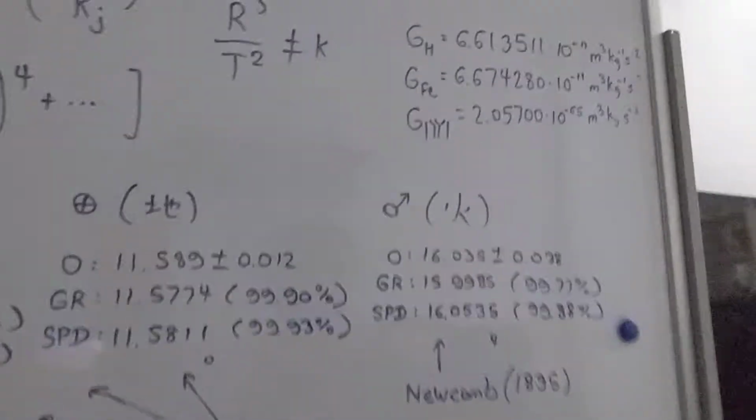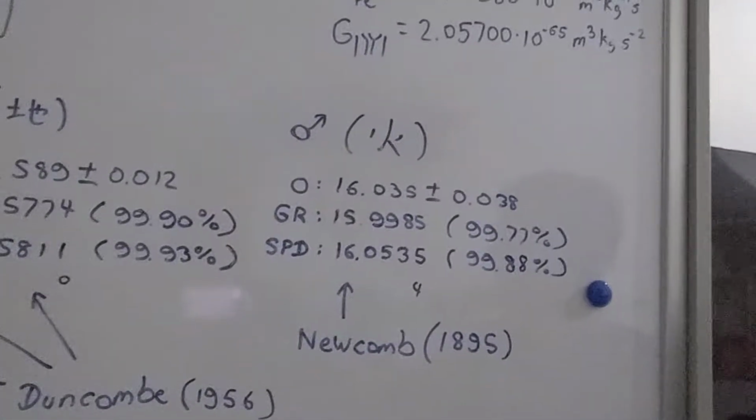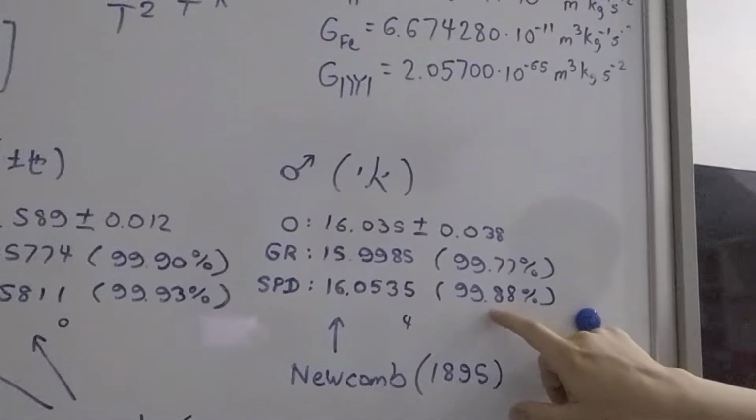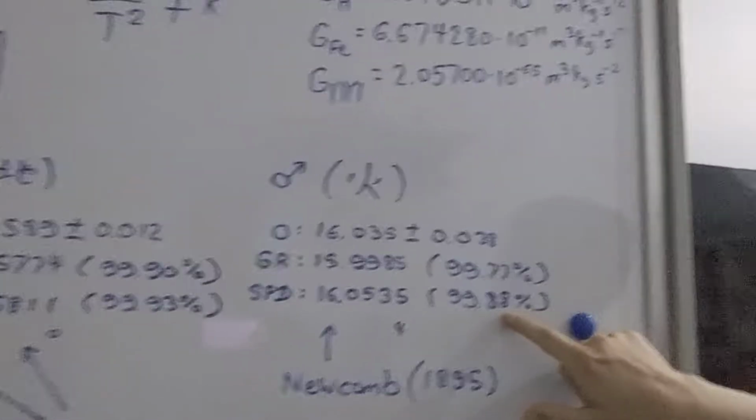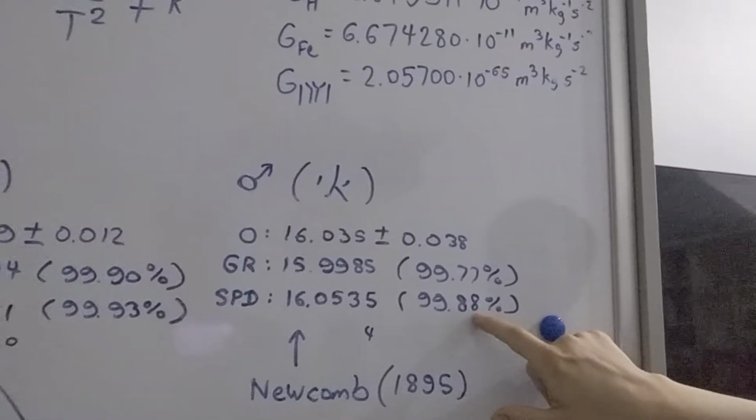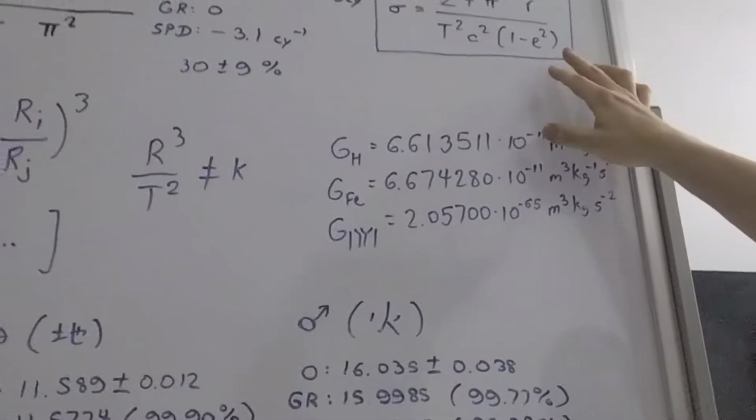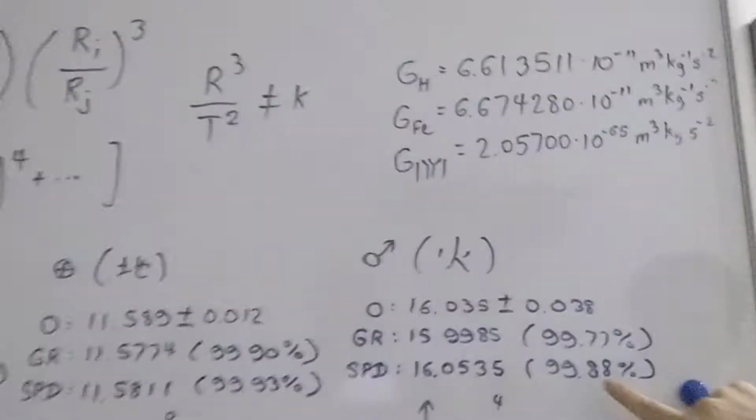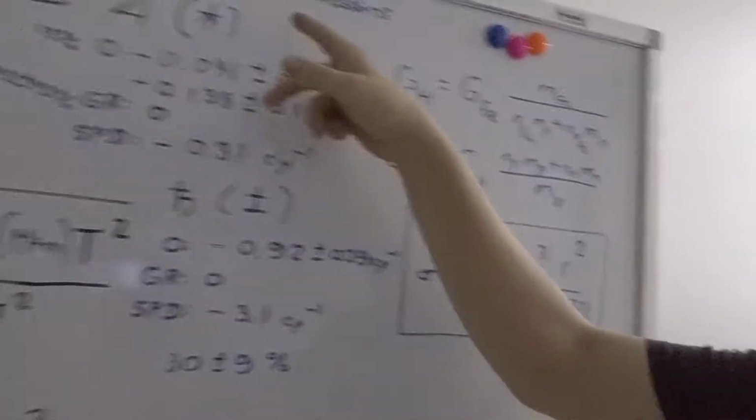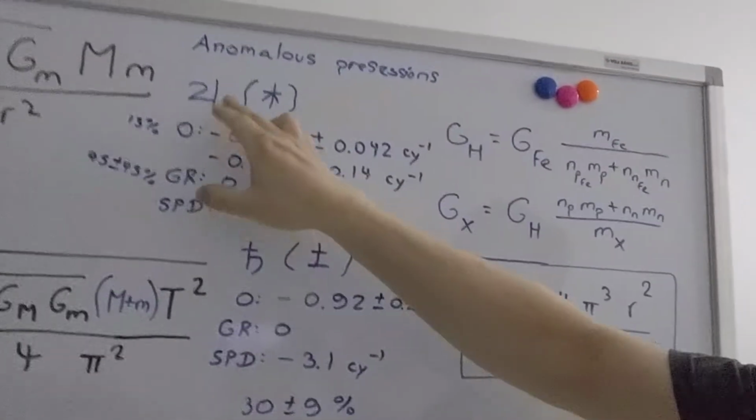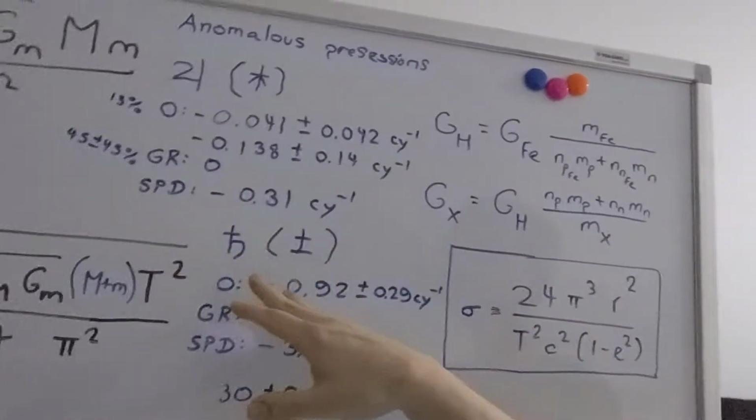Now it's 99.93%. However, the biggest improvement here is with Mars. We see here that before it was 99.80%, now it's 99.88%. Before accounting for the change in the relativistic precession, it was 99.96%. That's quite an improvement.